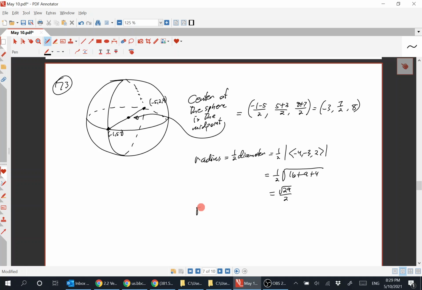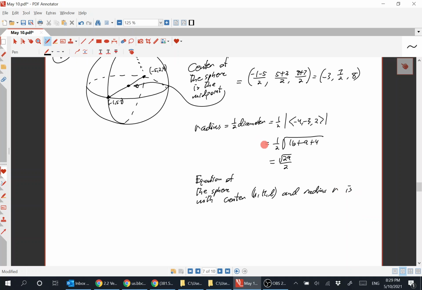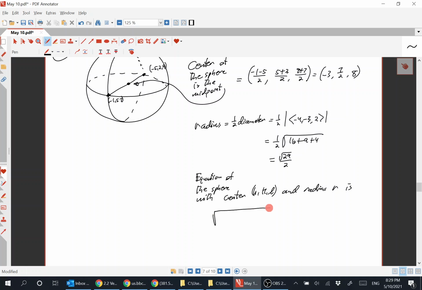So the equation of the sphere with center (h, k, l) and radius r is, well, it's just the distance formula for three coordinates: x minus h squared plus y minus k squared plus z minus l squared is equal to the radius squared. Or you can put a square root over here equal to the radius.